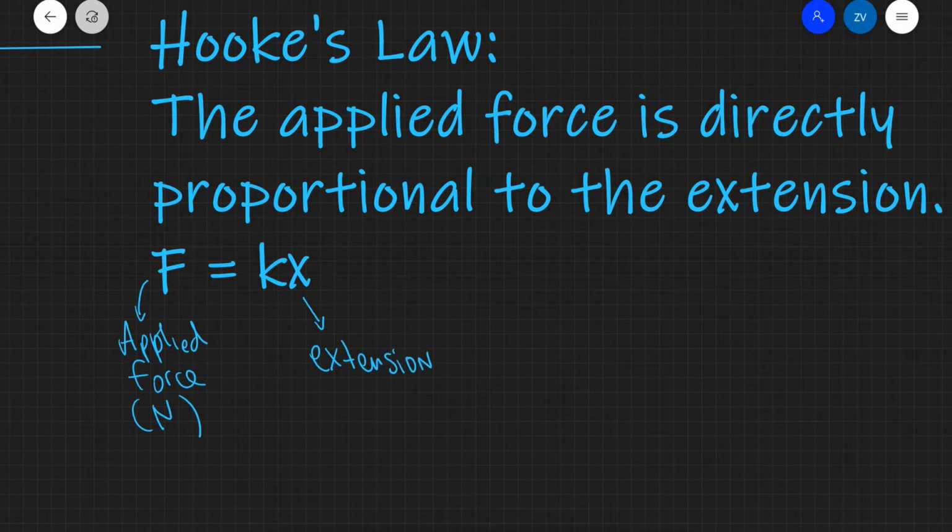Remember, extension would be found by subtracting the final length from the initial length. I can just write this down, maybe here, length final minus length initial, and K is the spring constant, which is also often called the force constant. So let me just write this down like so. So this over here will be the force constant.